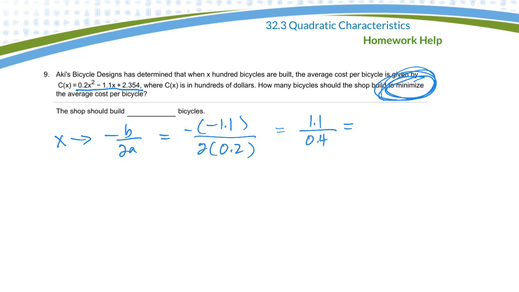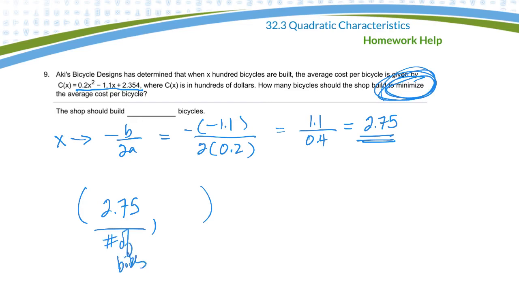Okay, I need my decimals here. I just grabbed a calculator. 2.75, that comes out to. Okay, and that's the end. How many bicycles should the shop build to minimize that? So that's this number here. The first value of the vertex, 2.75, is going to be the number of bikes. And then this thing here will be the cost.